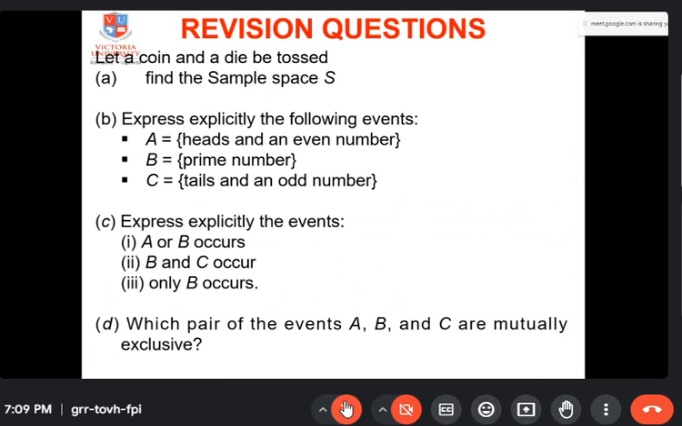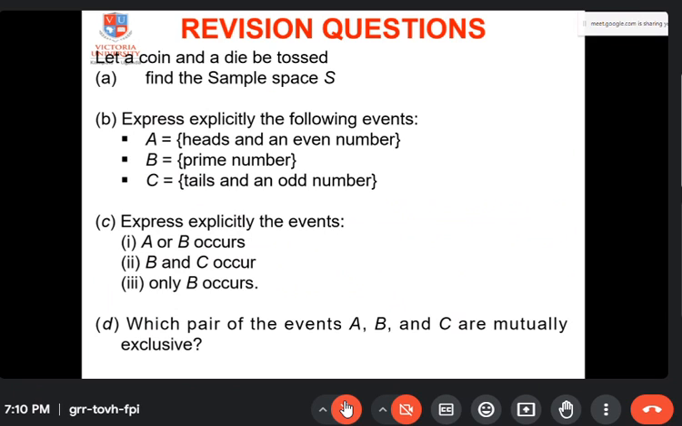Then B is a prime number. Now 2 is a prime, so we can have 2 head or 2 tail. We said we can have 3 head and 3 tail, and 5 head and 5 tail. Is that right? That was for B. Now, if you say that A and B are mutually exclusive, are you right?